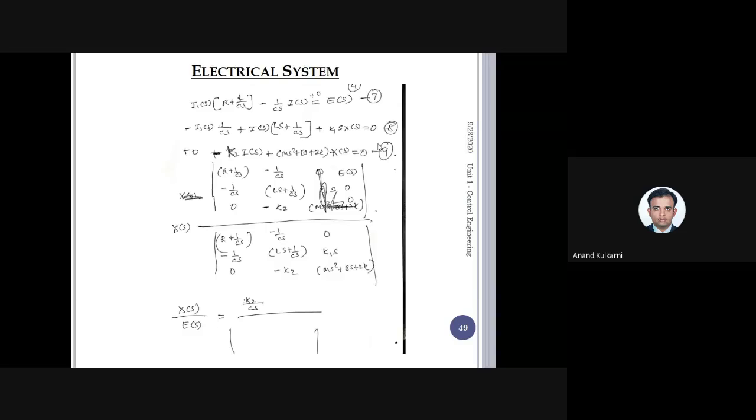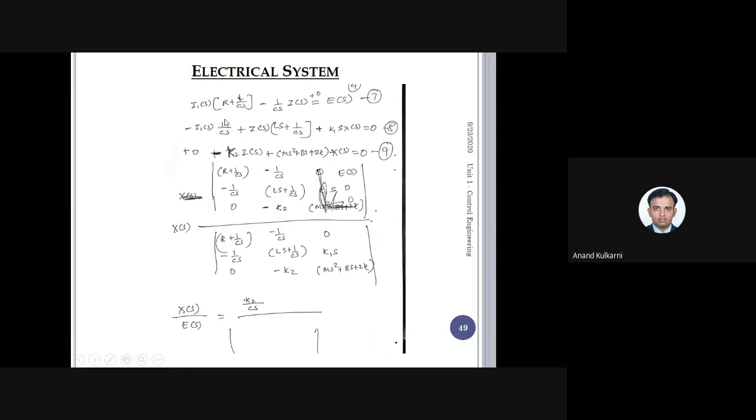Why have I done this? Because there are three variables. For loop number 1, the current is I1, that is one variable. For loop number 2, the current is I, that is the second variable. For the spring mass system, the variable is displacement X. So three variables are there: I1 first, then I next, then X third, and the right hand side of the equation.